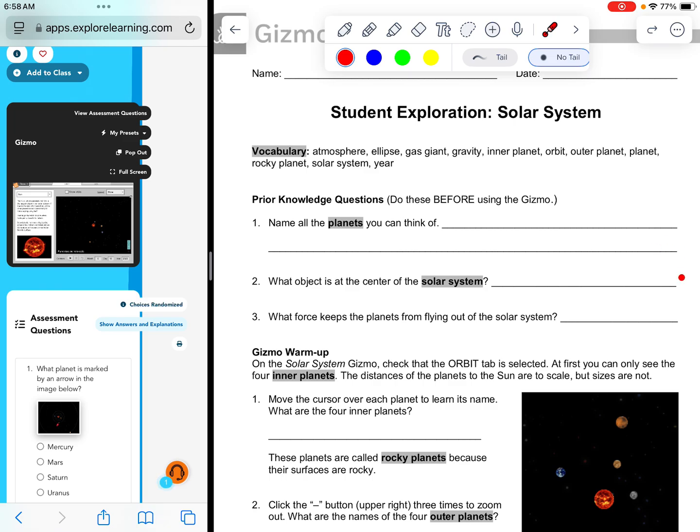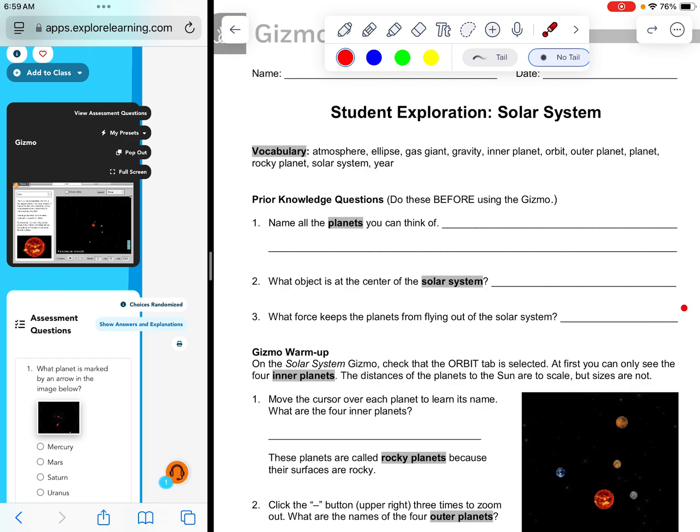Question 2, what object is at the center of the solar system? This is a question that hopefully you know the answer to, but otherwise make your best guess. I will give you a hint. Scientists believe that we have a heliocentric solar system. So what does that mean? Thinking back to your vocabulary, put your answer there. I'll give you a hint. It's 3 letters.